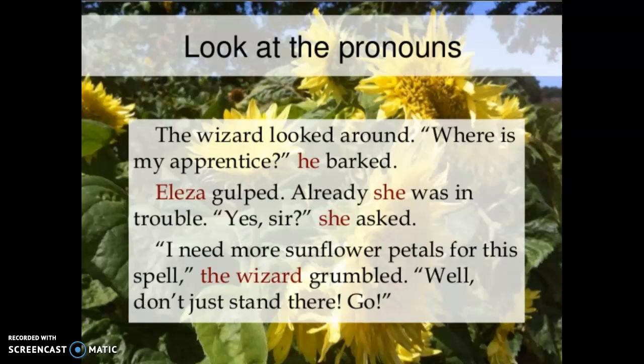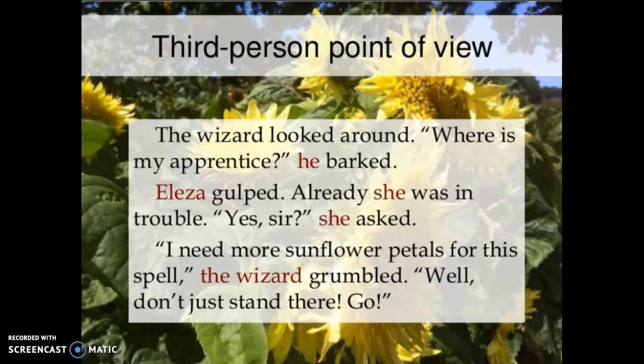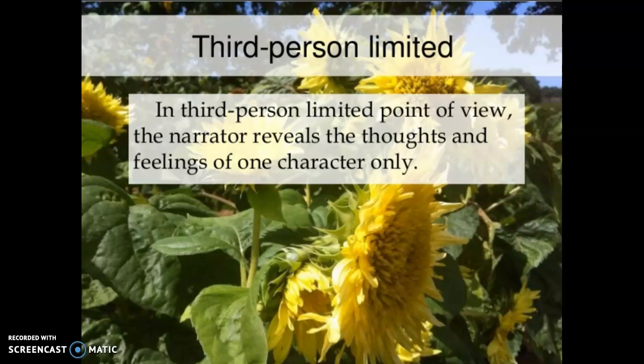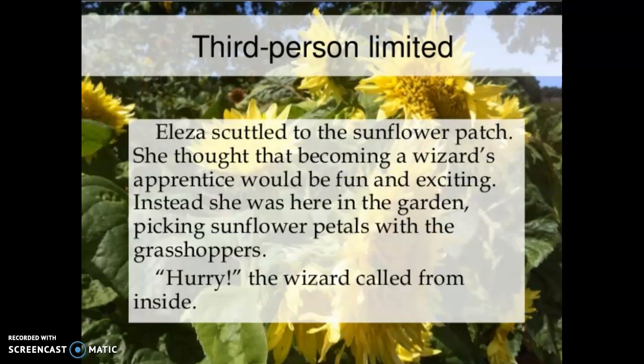You have he, Elsa, she, and the wizard. Third person's point of view. This is coming from a third person's point of view. Third person limited. So in third person limited point of view, the narrator reveals the thoughts and feelings of one character only.